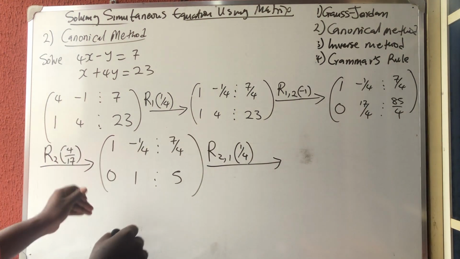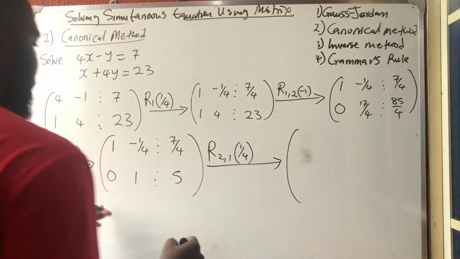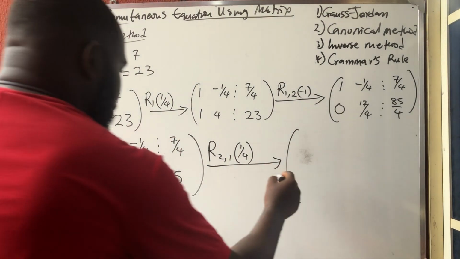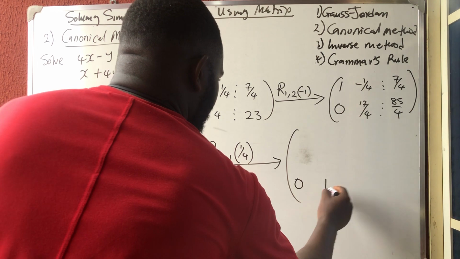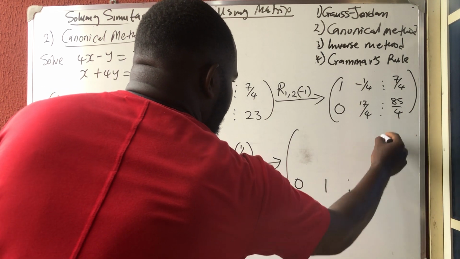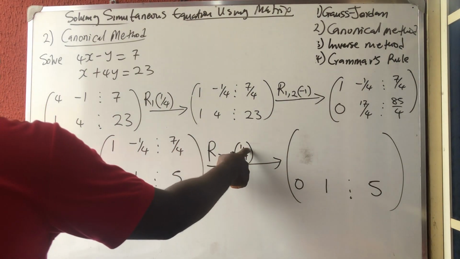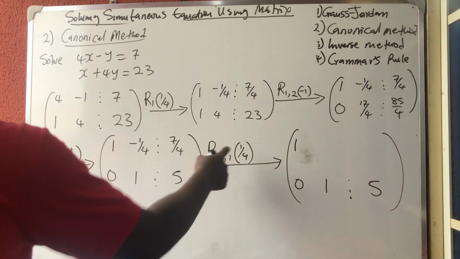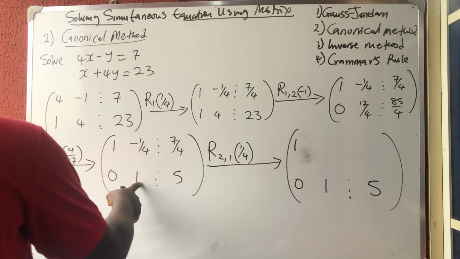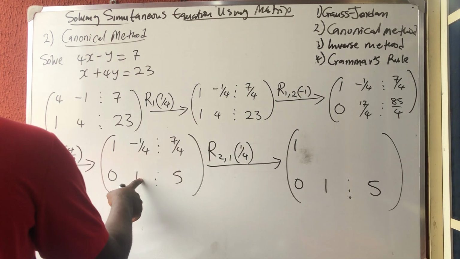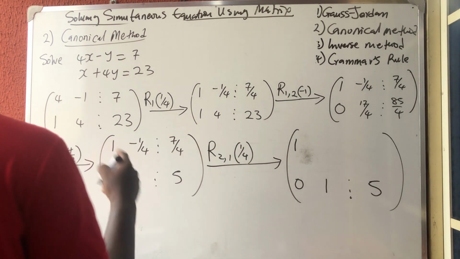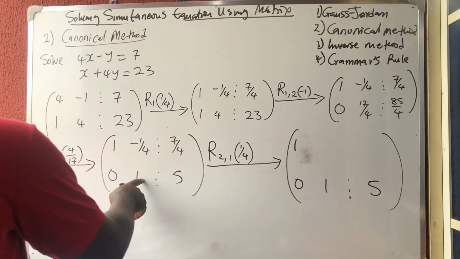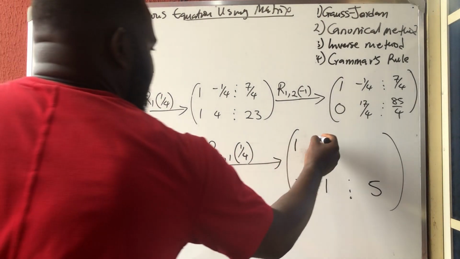So let's do that. Now, we are adding to row 1, so row 2 remains the way it is, 0 1 dot dot dot 5. Okay, but for row 1, what is it? Minus 4 times 0 is 0, 0 times 1 is 0 plus 1 is 1. Minus 1 over 4 times this is minus 1 over 4, 1 over 4 times 1 is 1 over 4, minus 1 over 4 is 0.